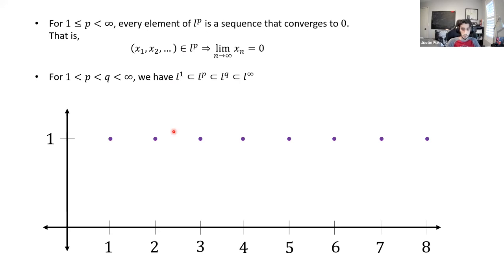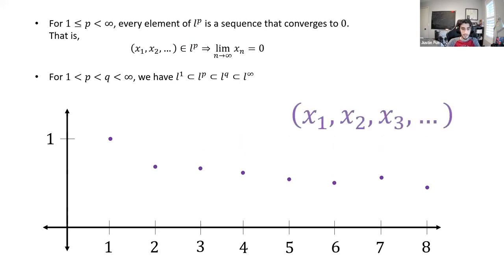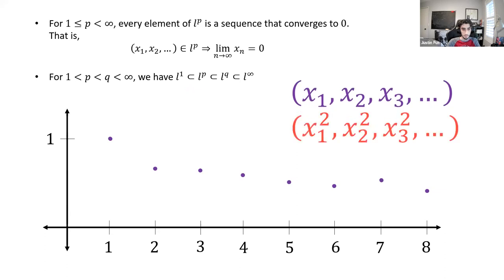We could intuitively imagine why this is. If x1, x2, all the way to infinity, is in LP, that means these purple numbers shrink fast enough to 0, and eventually they're all close to 0, based on our first remark. If we raise these numbers to a bigger power, the numbers that are close enough to 0 will get even closer.